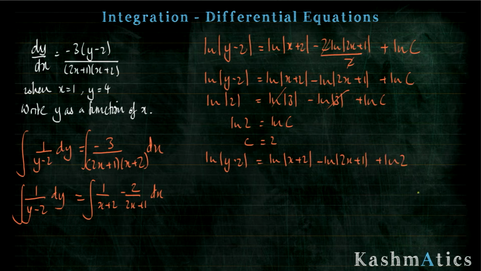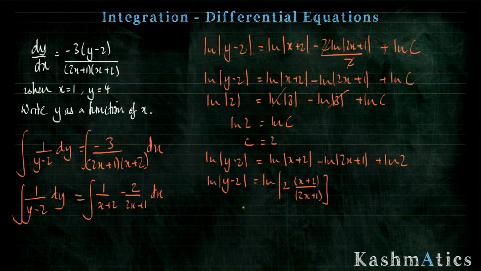And what I'm going to do is combine these logs just to tidy things up. So the left hand side stays as it is, but the right hand side becomes the natural log of x plus 2 over 2x plus 1, okay, because these are being subtracted. And I need to multiply all of this by 2. So it's 2 times all of that.